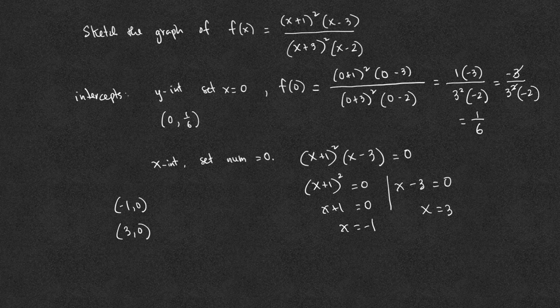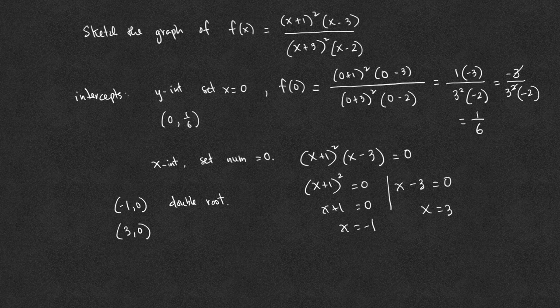We also notice that at x equals negative 1, we have what we call a double root. There is a multiplicity of 2 in this case, and we need to keep the multiplicity in mind because that will help us graph the function at that x-intercept.